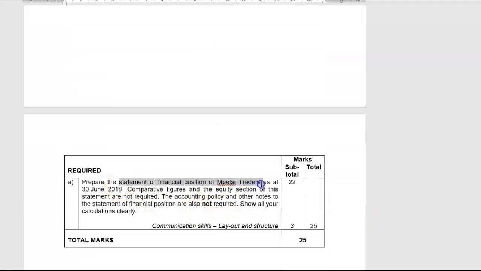At the end of the day, they require from you the statement of financial position of Mpetsi Traders. You can ignore comparative figures and the equity section of the statement. Then also the accounting policy note and other notes to the financial statement are not required.